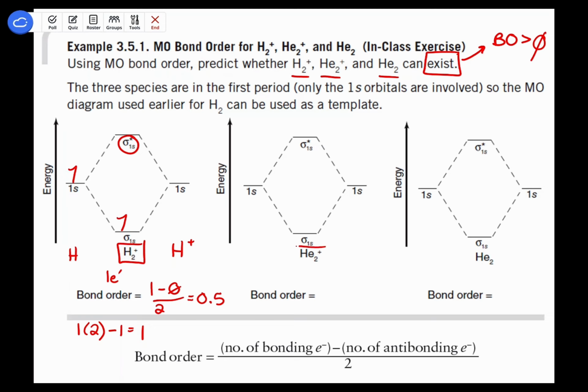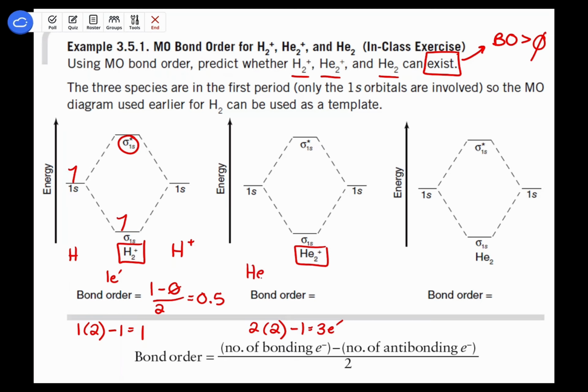Now let's move to He2+. Helium, if it was neutral, would have 2 electrons. We have 2 of them, so I would expect 4 electrons, but it has a positive charge, so that means 1 electron has been lost. So we have a total of 3 electrons to play with in this species.